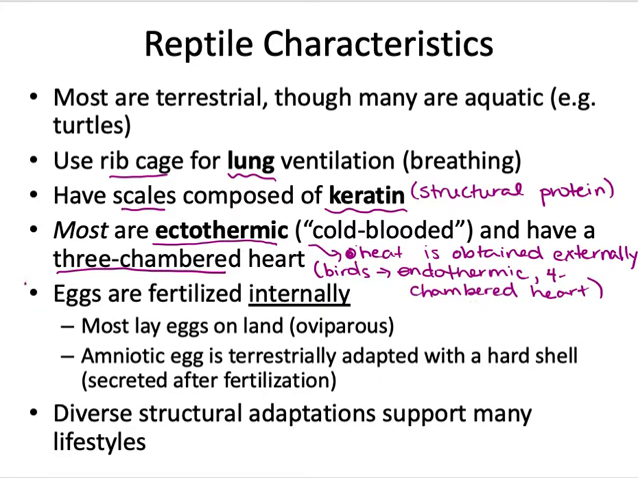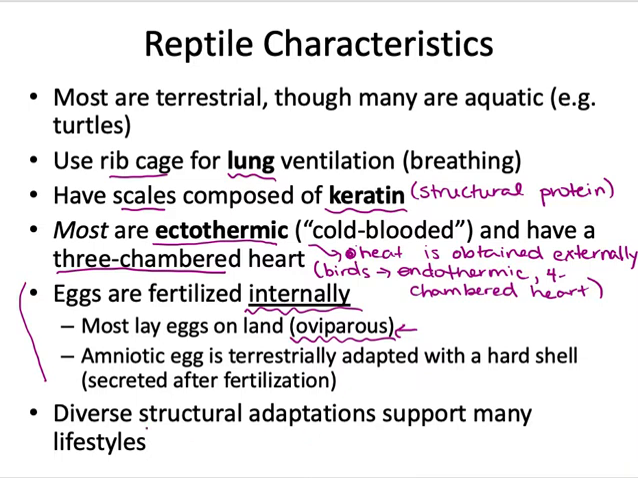As far as reproduction goes, eggs are fertilized internally, and most species lay their eggs on land, and development occurs in that amniotic egg. So that means the development is oviparous, inside the egg. And of course, we've already covered what that amniotic egg looks like. It's terrestrial adapted because it has that hard shell to prevent it from becoming dehydrated. And it has everything inside in order to support growth and development of the embryo.